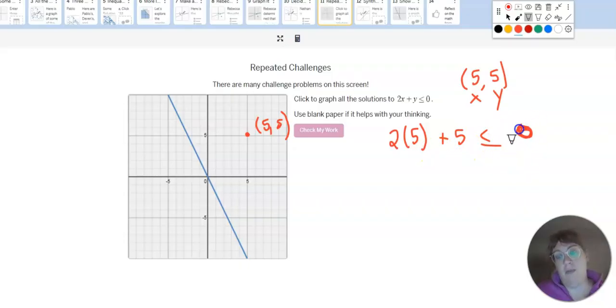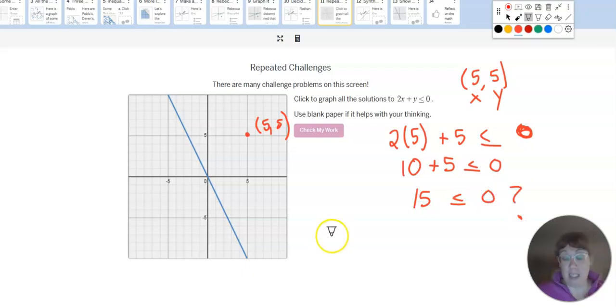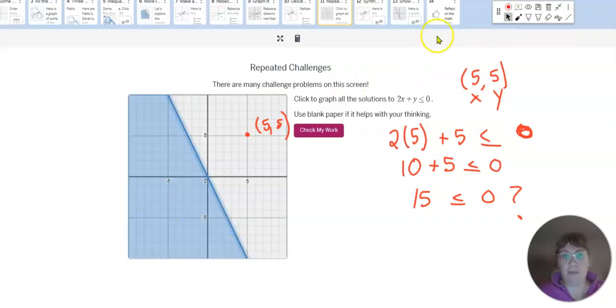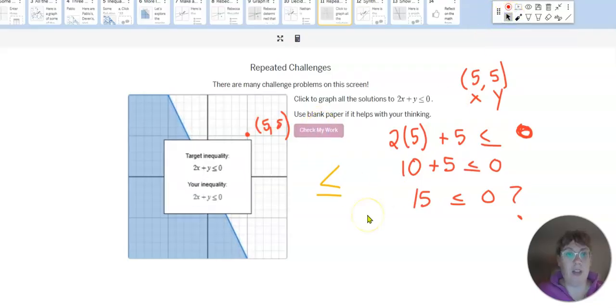That should be a 0. 2 times 5 is 10. And when we add 5 to that, we get 15. Is 15 less than or equal to 0? No, which means our solution is going to have to be shaded below. Because we do have less than or equal to, it is going to be a solid line, so we can keep it solid and hit check my work, and it's correct.